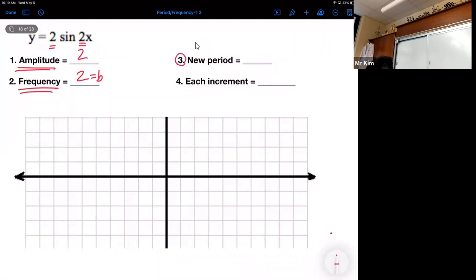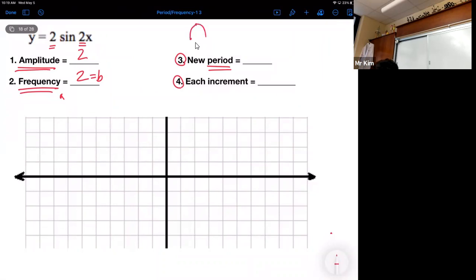Now, numbers 3 and 4 are where it actually gets really tricky. I say a new period. Frequency is how fast something is occurring. A period is how long it takes for one wave to happen.